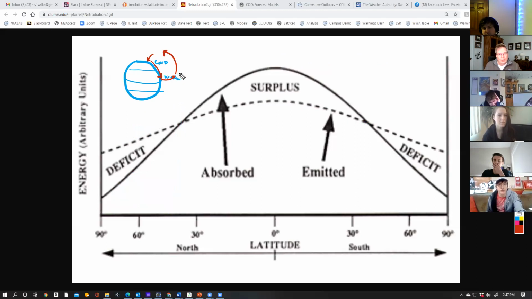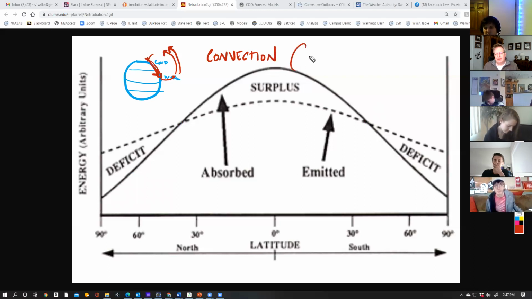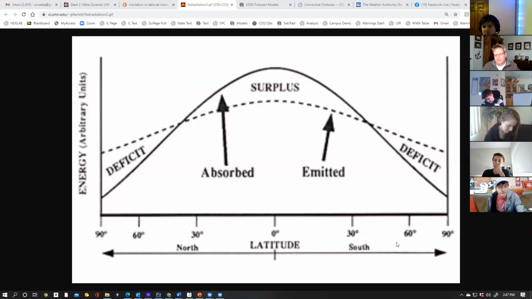So warm air goes to the north and cold air goes to the south. So the air circulates in order to try to create a balance. That circulation is the fluid motion of air, and that's called convection. You get a convective circulation. Make sense?